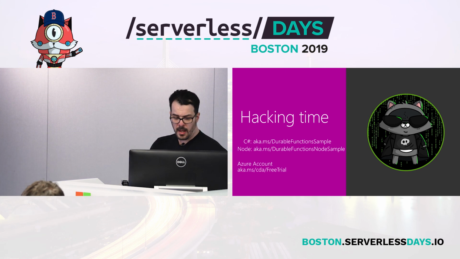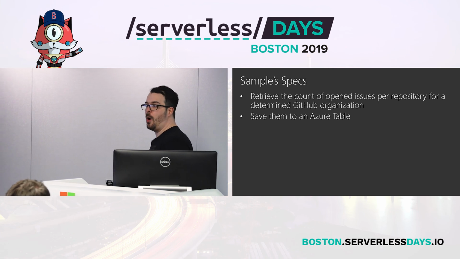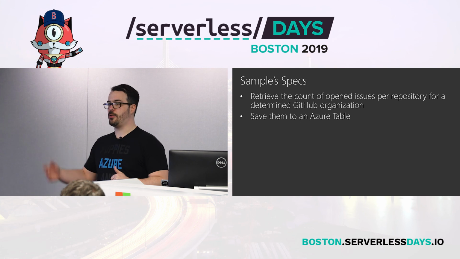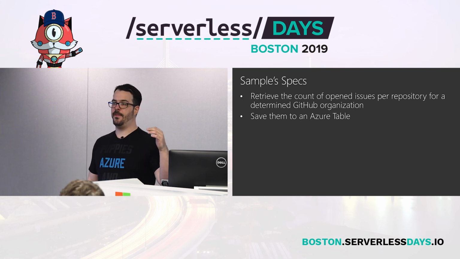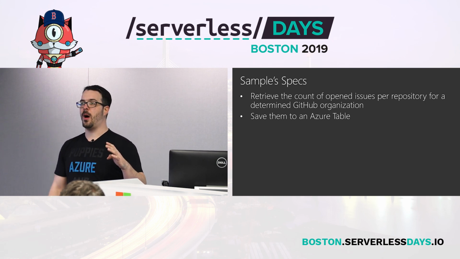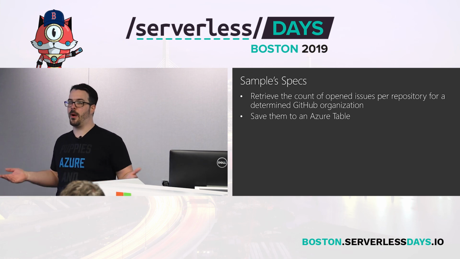And if you want to run that on Azure itself, you can run it with a free trial account, no problems. But the thing is, you don't need Azure to run this. You can run this on your local environment, on Windows, on Mac, on wherever you want. But the spec of the samples is very simple. You retrieve the count of open issues for a repository for a determined GitHub organization, and you save them to an Azure table. So basically, I have the Azure Samples org, and I want to get the amount of open issues for each repository. This is what the sample does, and it saves them to an Azure table. It could save them anywhere else, doesn't really matter.